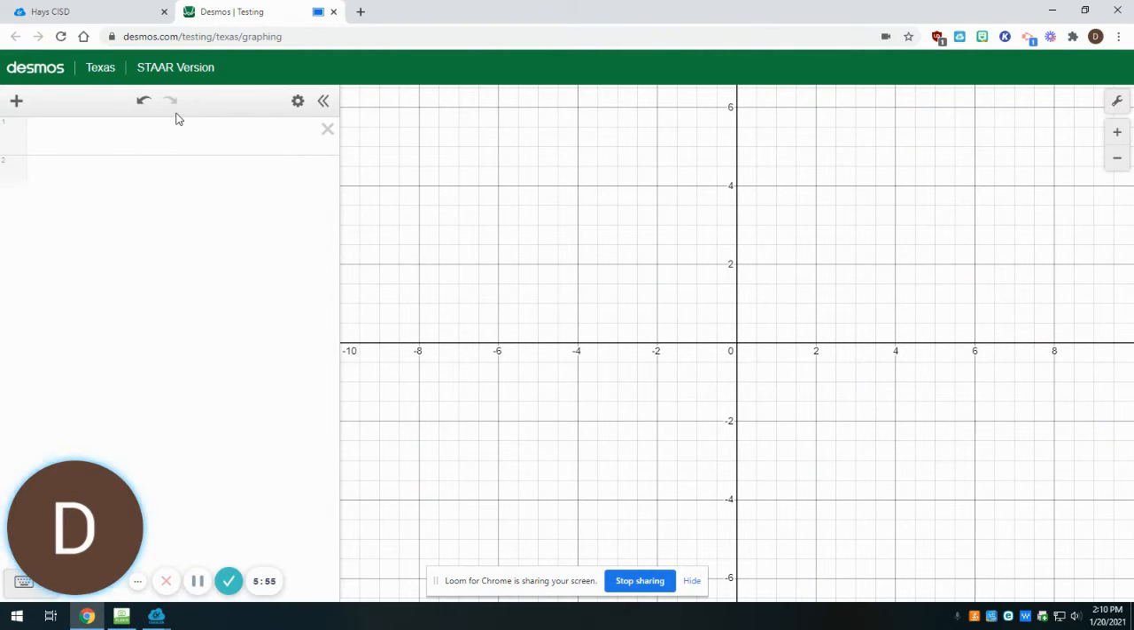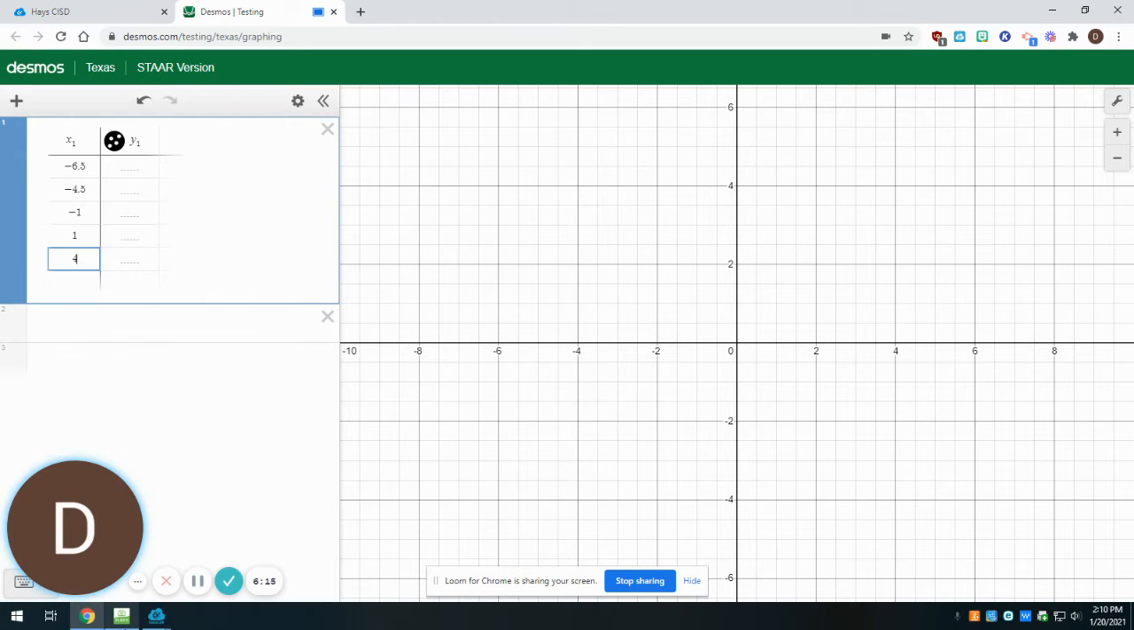So let's clear this out. To put in a table, you need the plus sign, and we want to enter a table. And so type carefully, starting with our x coordinates. We're going to have negative 6.5, and then followed up with negative 4.5, and then negative 1, positive 1, and positive 4.5. So then jumping over to our y column, we have a 3, a 1, a negative 2.5, negative 4.5, and ta-da, negative 8.